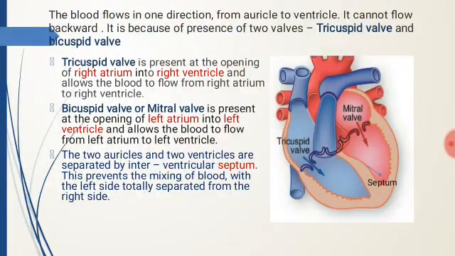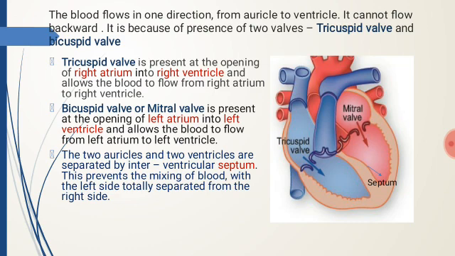In our heart, the flow of blood is unidirectional. That is, it flows in one direction only, from auricle to ventricle. It cannot flow backward because of the presence of 2 valves, the tricuspid valve and the bicuspid valve. The tricuspid valve is present at the opening of the right atrium into the right ventricle and allows blood to flow from the right atrium to the right ventricle. The bicuspid valve, also known as the mitral valve, is present at the opening of the left atrium into the left ventricle and allows the blood to flow from the left atrium to the left ventricle.